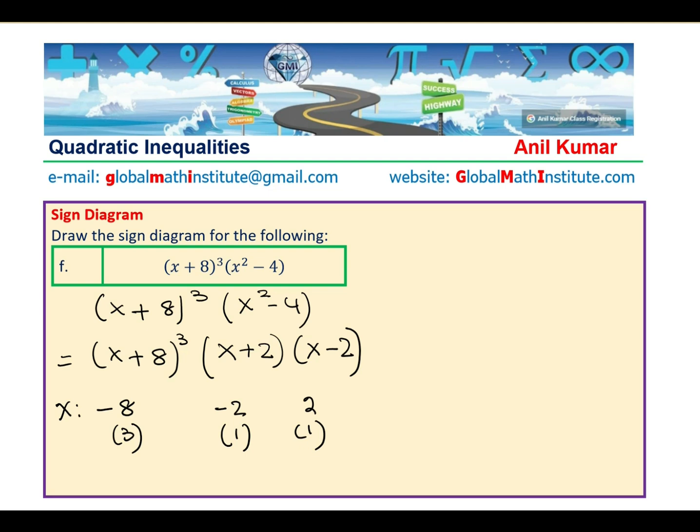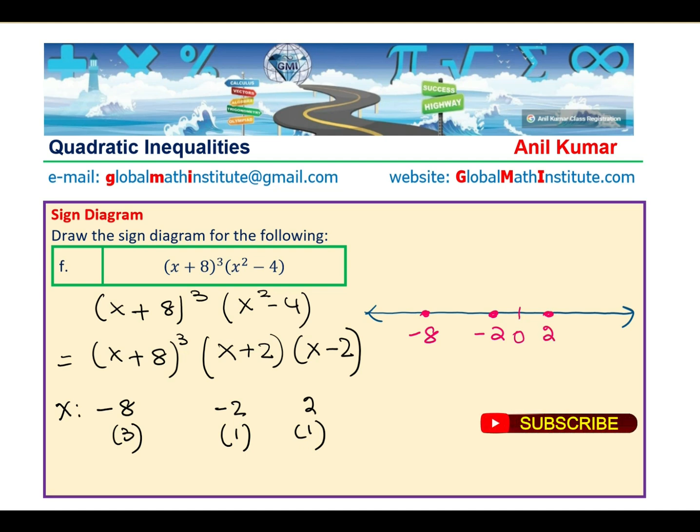So when I draw a number line and mark the zeros, let's say the reference frame is right here as 0, right? So we have minus 8, minus 2, and plus 2. Correct. Now we need to figure out which interval is negative, which is positive.